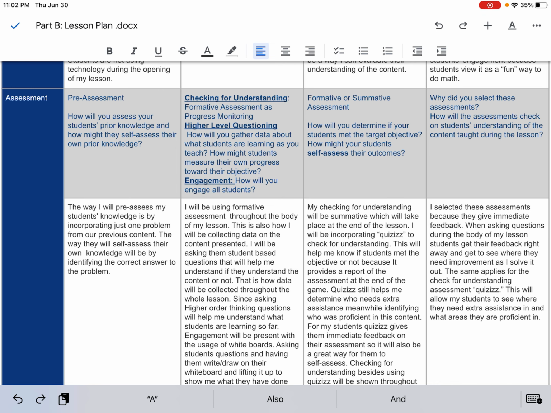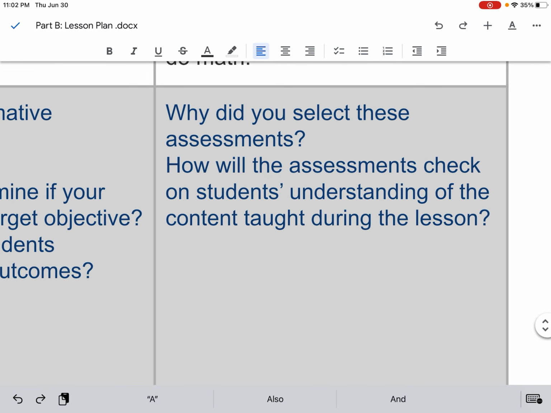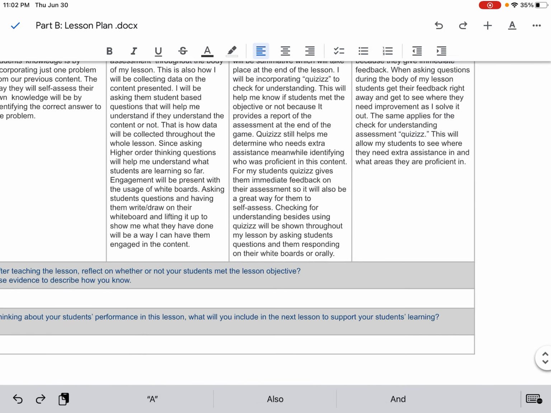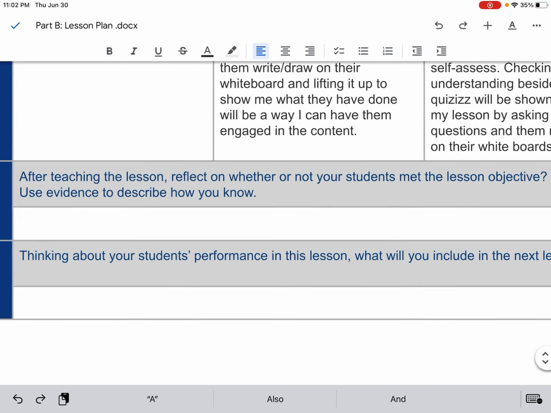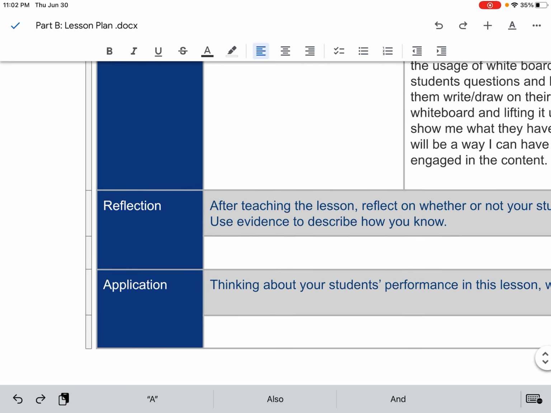And then the last box, why did you select these assessments? Just talk about them. Why are they going to be beneficial? How is this going to promote growth in your students? Just the why. It's simple.